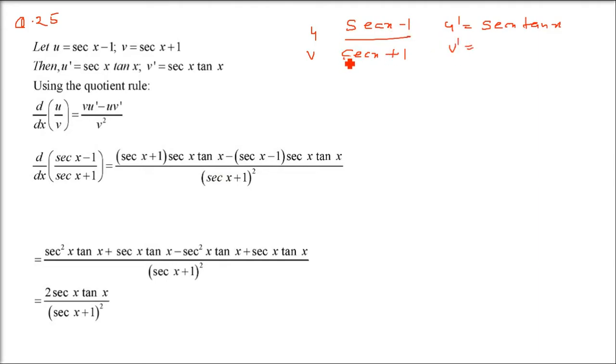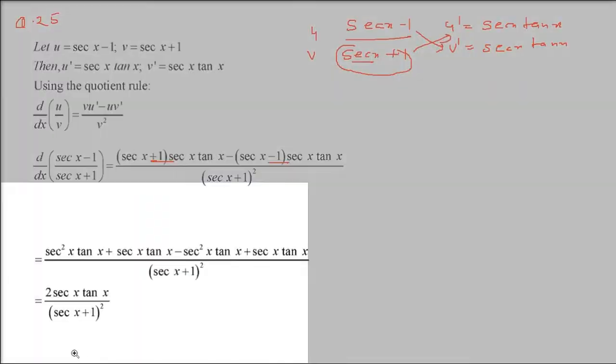And for sec x plus 1, again same thing, sec x tan x. This will be sec x tan x. Now (v u dash minus u v dash) by v square. Just apply it here, multiply these two, multiply these two, put it here. And v square is (sec x plus 1) whole square. It will be the denominator.